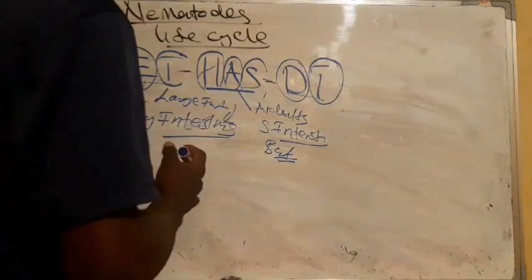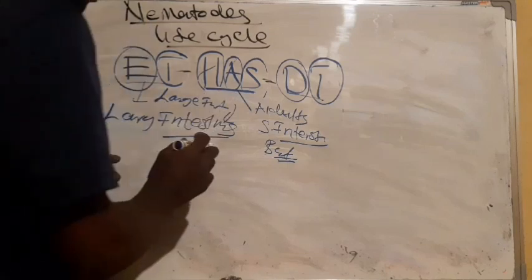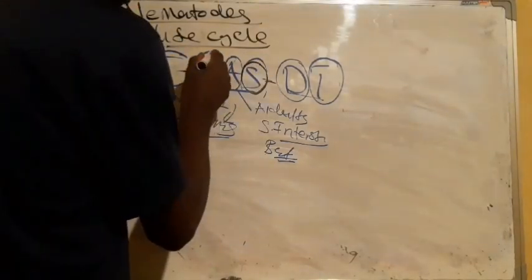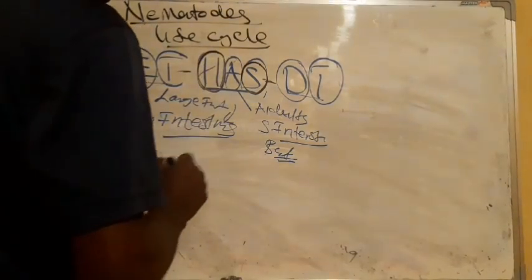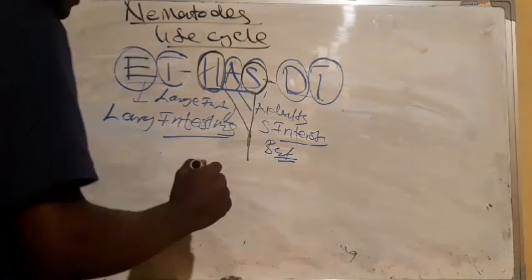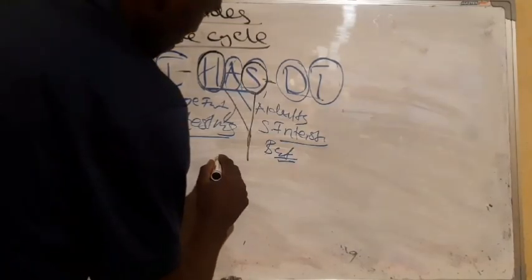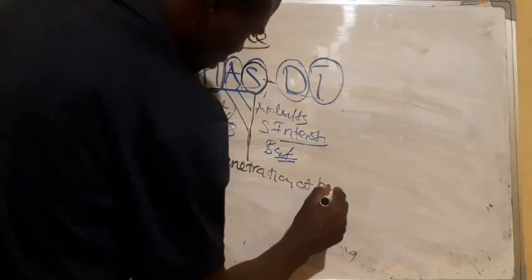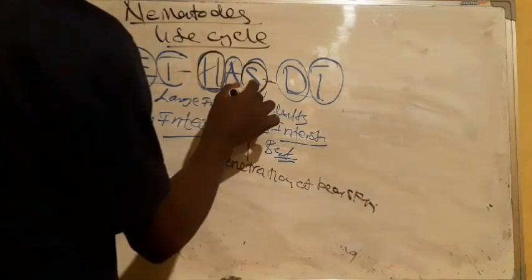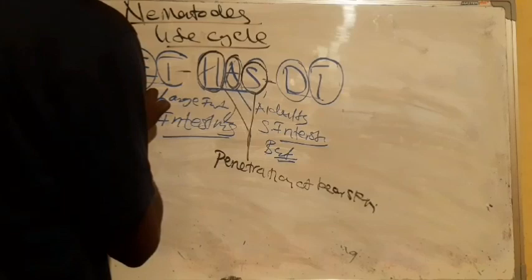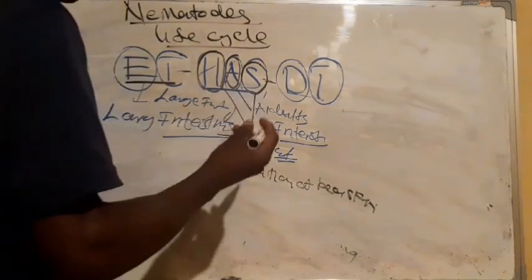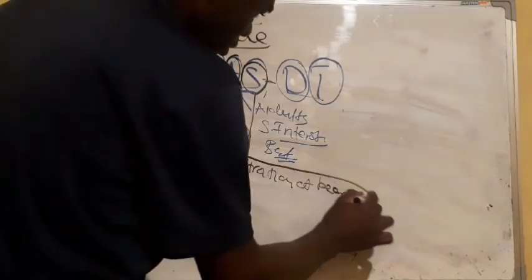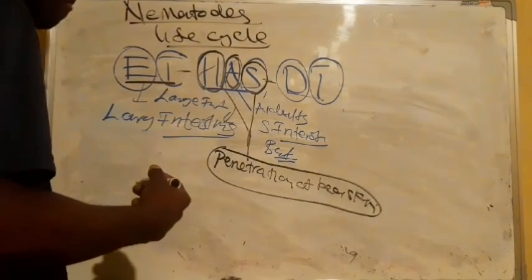Also, what you need to know about HAS is that two of these parasites, Strongyloides and the hookworms, can enter the body through penetration of the bare skin. Ascaris, on the other hand, enters through ingestion. So this is what is special about these: they enter through penetration or through ingestion.